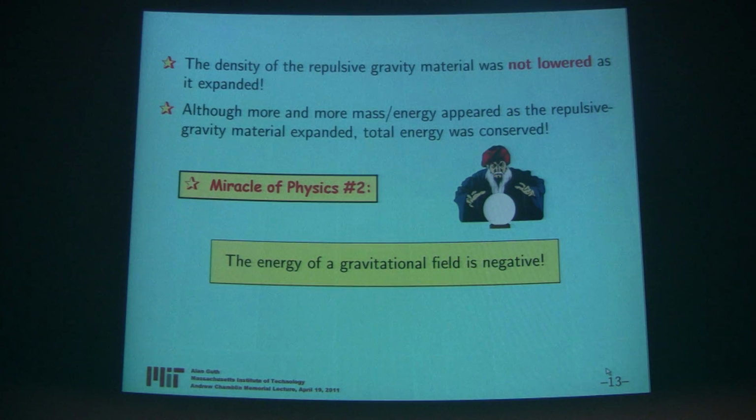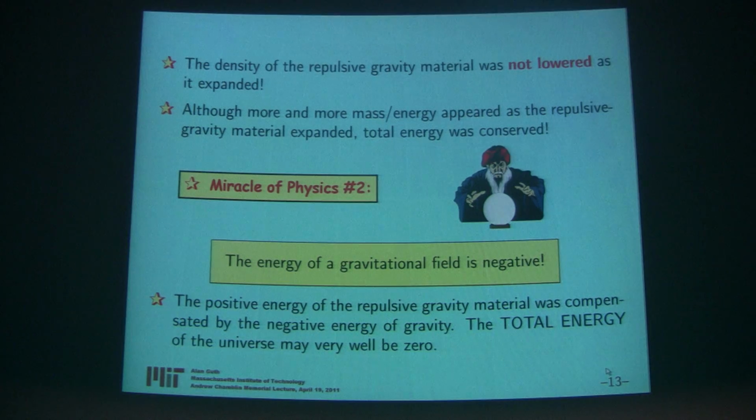We don't really know. But as far as we can tell, there's an essentially perfect cancellation in our universe of the energy of matter and the negative energy of gravity. So while you would expect that it would take a huge amount of energy to build a universe, in fact, we now think that it really takes possibly no energy at all to build a universe. So as I said, the positive energy of the repulsive gravity material was compensated by the negative energy of gravity, with the total energy of the universe very possibly being exactly 0.